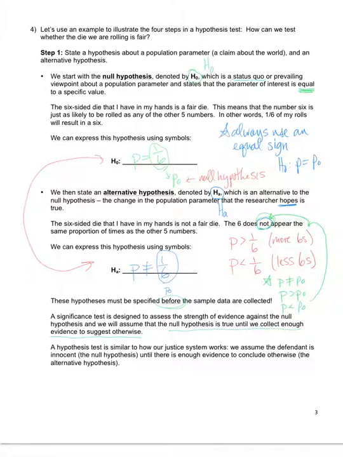And a hypothesis test is similar to how our justice system works. We assume the defendant is innocent, that's your null hypothesis, until there's enough evidence to conclude otherwise. In other words, choose your alternative hypothesis. Okay, and the last comment before we go on to the next page is keep in mind that the null and the alternative hypotheses are not something that technology is going to set up for you. It requires an understanding of the context of the problem.